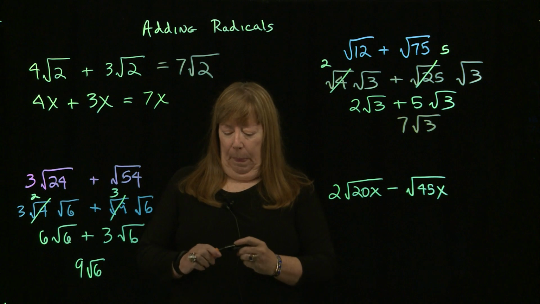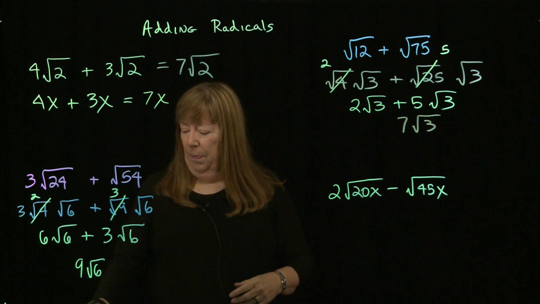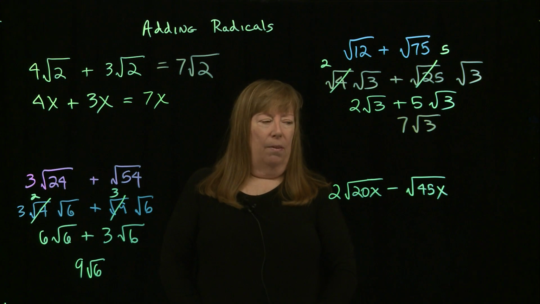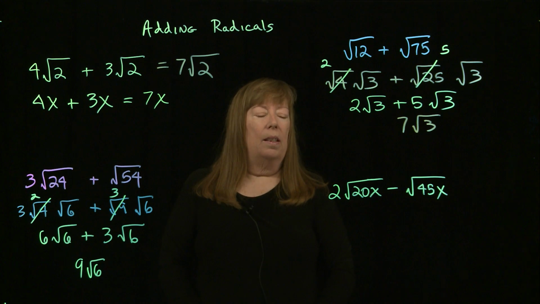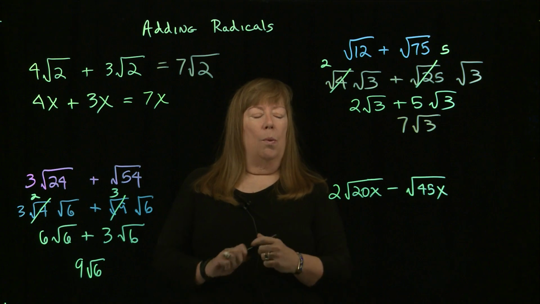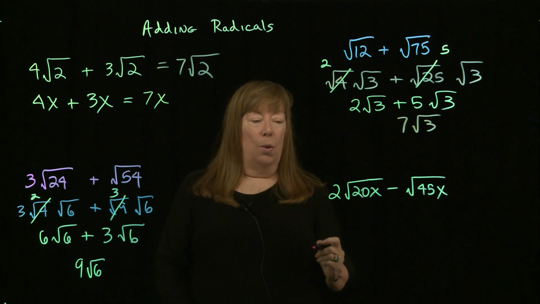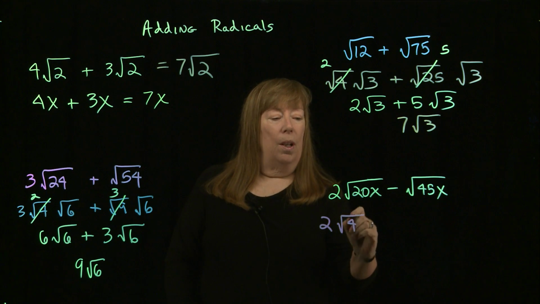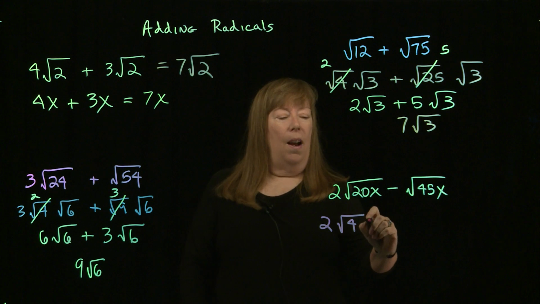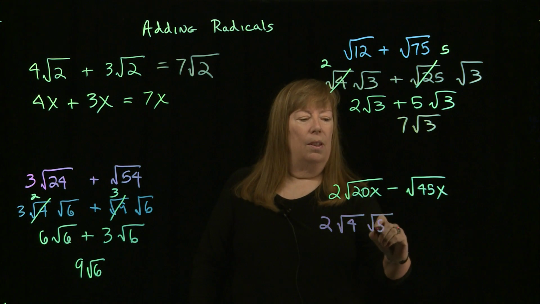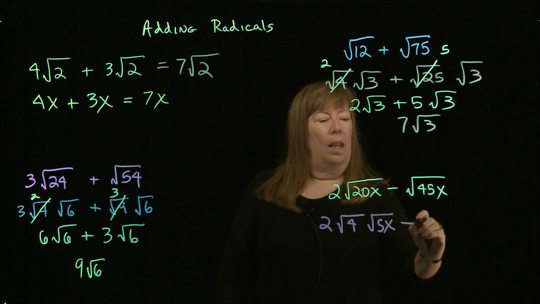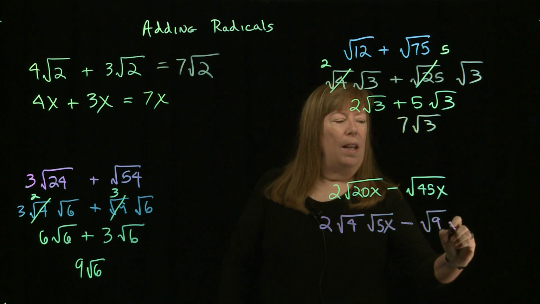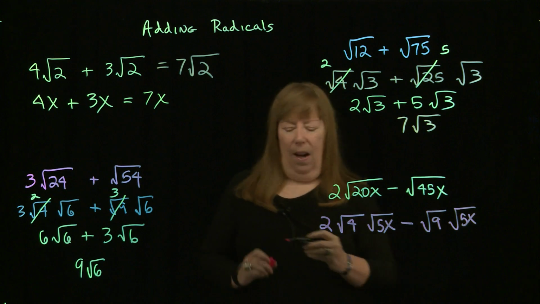One more. Let's see. 2 times the square root of 20x minus the square root of 45x. So we're going to take this and we're going to break it into parts, perfect square part and whatever's left. 4 is a perfect square. If I divided out a 4 from here, what would be left? 5x. 9 is a perfect square. If I divided 9 into 45x, what would be left? 5x. Very good.